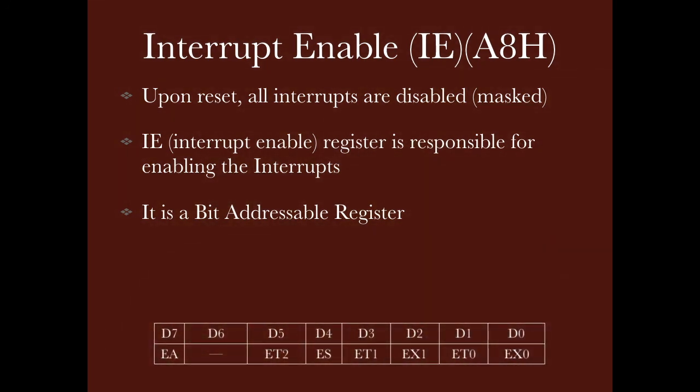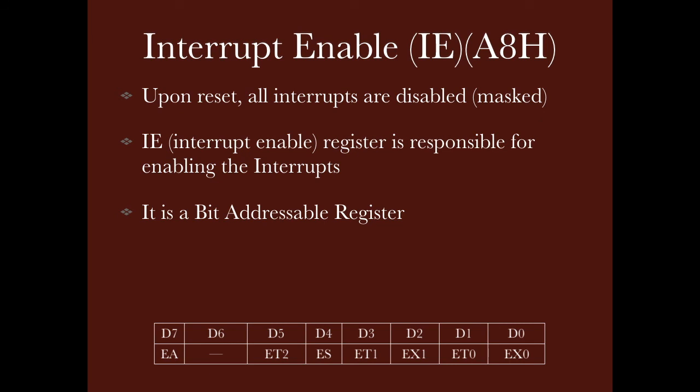This figure shows the IE register. The first bit, the EA bit: if this bit is low, then no interrupt is acknowledged. That is, all interrupts are disabled. If this bit is 1, then each interrupt source will be individually enabled or disabled. That is, we have to keep EA high to enable or disable individual interrupts.